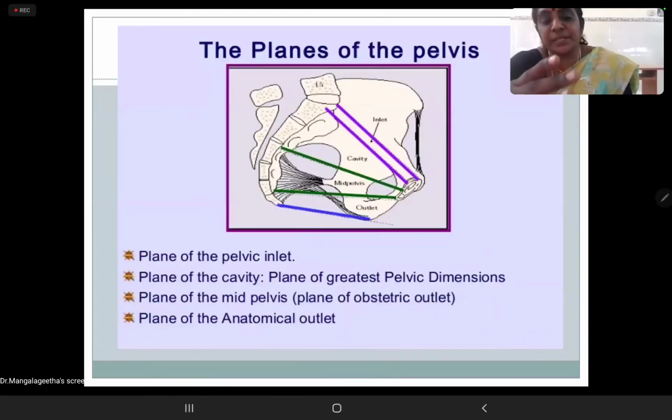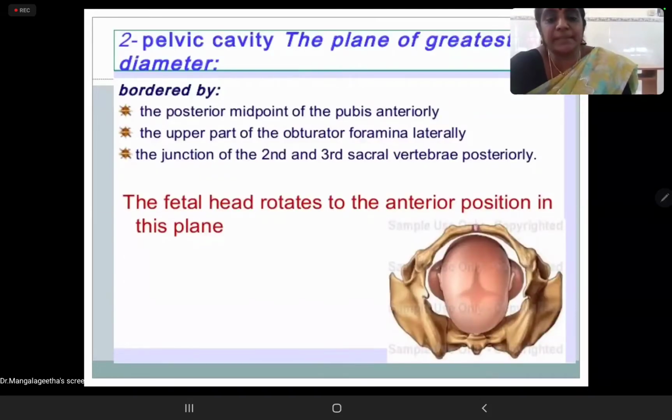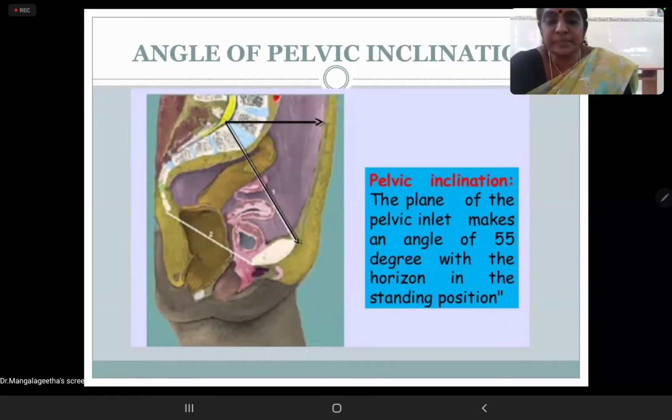Then planes, if they ask you, show me the planes, the only important planes are the cavity, the plane of greatest pelvic dimension, and the plane of the pelvic inlet. So this is the pelvic cavity. Why you should know about this? This is the plane where the head undergoes rotation. And pelvic inclination, it makes an angle of 55 degrees in the standing position.